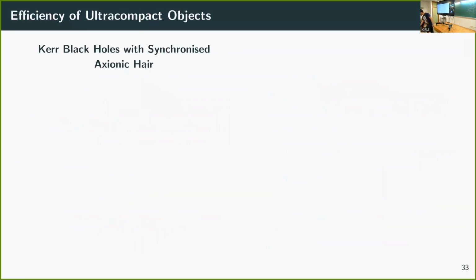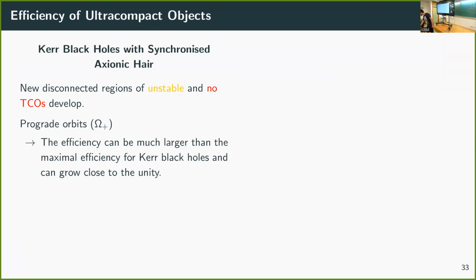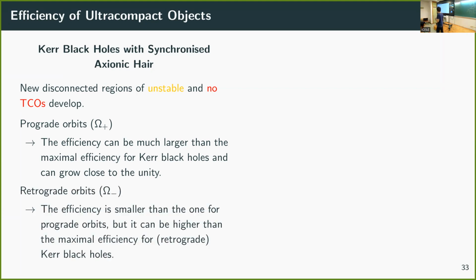Regarding the black holes, for Kerr black holes with synchronized axionic hair, we saw that there are some solutions that have a structure similar to Kerr's, and others that can develop new regions of instability or a different number of light rings, which gives those solutions a non-Kerr structure. For the prograde orbits, we saw that the efficiency can be much larger than the maximal efficiency for Kerr and can go very close to unity. For the retrograde orbits, the efficiency is much smaller compared to the prograde orbits, but it can still be bigger than the maximal Kerr value for the retrograde case.